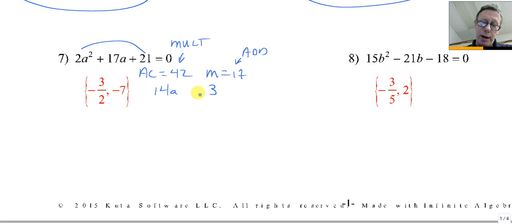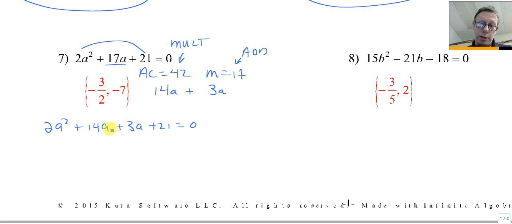Of course, those would have A's. So now I'm going to pull the 17A out and replace it by 14A plus 3A. And I would match the 2A, the 2 with the 14. So I've got 2A squared plus 14A plus 3A plus 21 equal to 0.